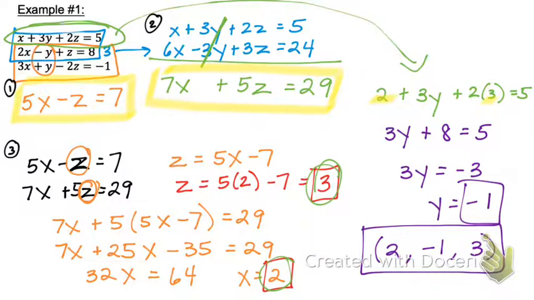So it will always be the variables x, y, and z, and z will always go on the end. That makes sense. x, y, z.